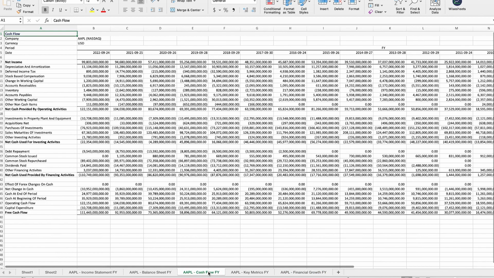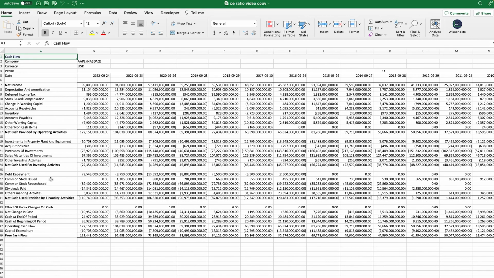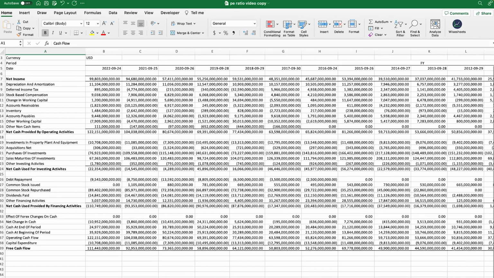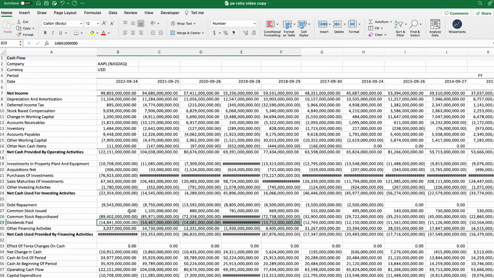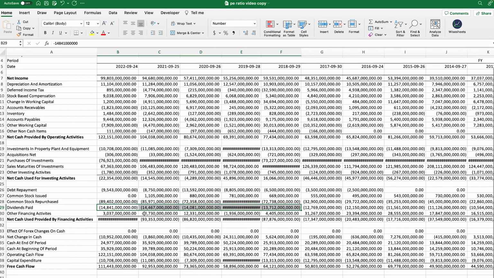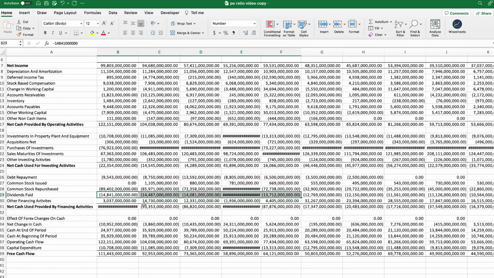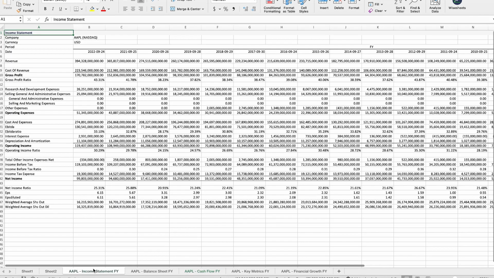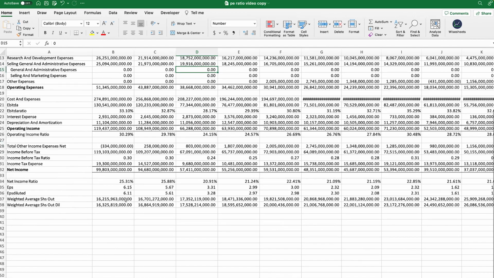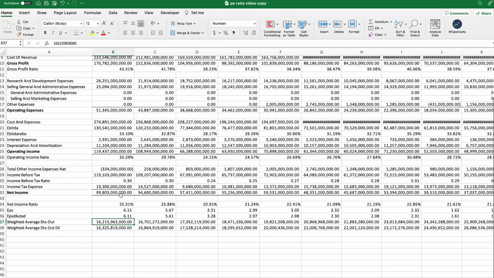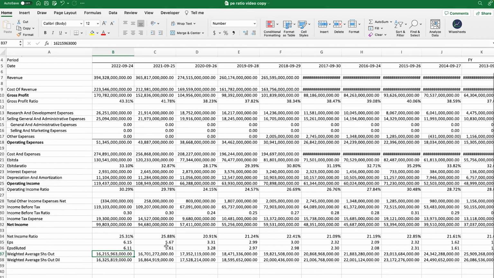In order to calculate this metric, we have to go to the cash flow statement, and right here we can see the cash flow statement, and the number that we're looking for is the dividends paid, which you can see right here. This is on a historical basis, so we can see all these different years and how much was paid in dividends. With this number, we can then divide it by the number of shares outstanding, which is found on the income statement. You can see that right here, weighted average shares outstanding, and again this is also available on a historical basis, so that way you can see how the number has fluctuated over time.